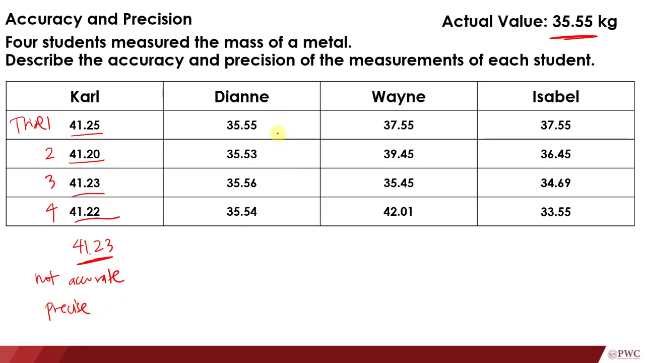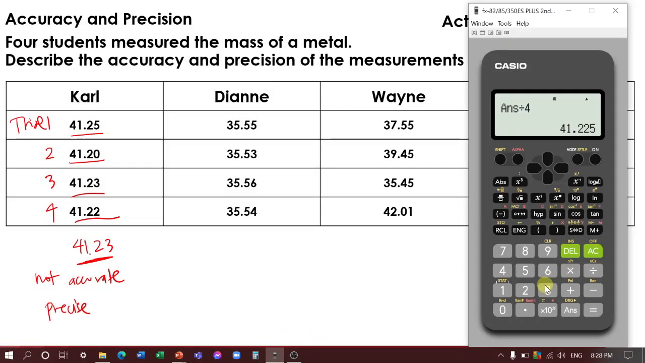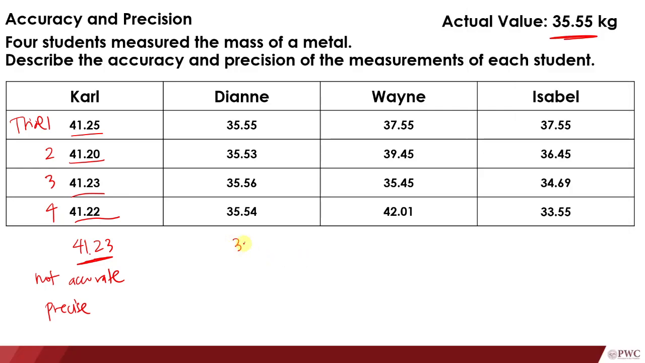Let's go to the measurement of Diane. So here, let's get the average first. We have 35.55 plus 35.53 plus 35.56 plus 35.54. Get the average. The average is 35.55, and as you see, this is correct, or this is close or equal to the true value. Therefore, this one is accurate.